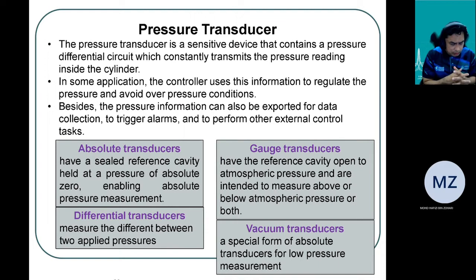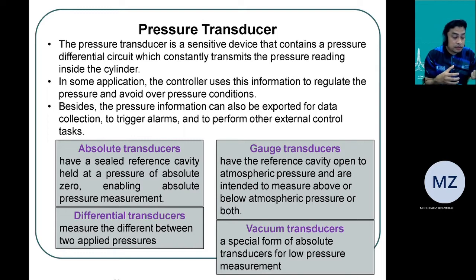What is actually absolute pressure? The types of measurement, which are absolute pressure measurement, gauge pressure measurement, and differential pressure measurement, each have their own pressure transducer. Different pressure transducer types will be used for different types of pressure measurement. So we have absolute transducers. Actually, an absolute transducer is enclosed in a closed boundary, so it can only measure within that boundary. And the other one is the gauge pressure transducer, which has an open cavity so that atmospheric pressure is involved in the measurement.